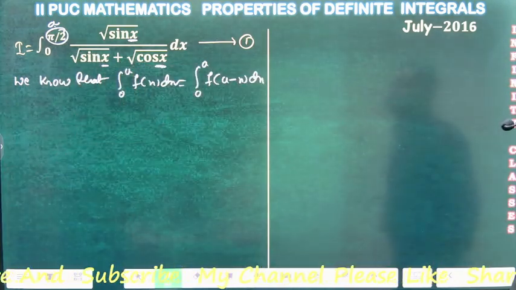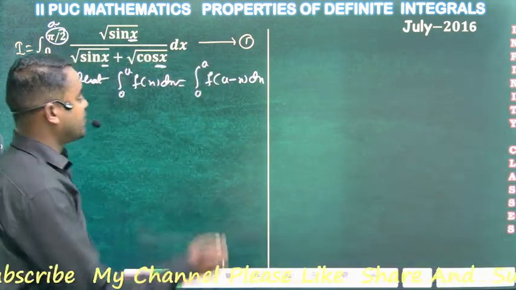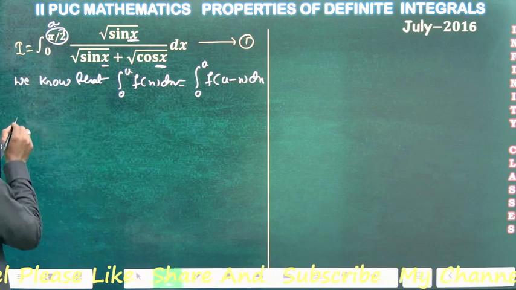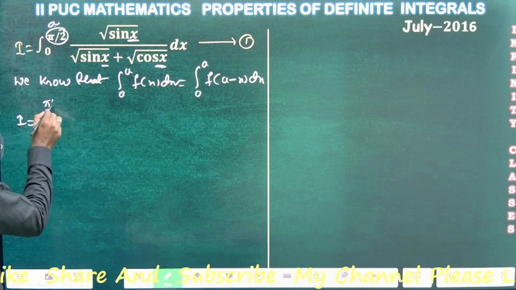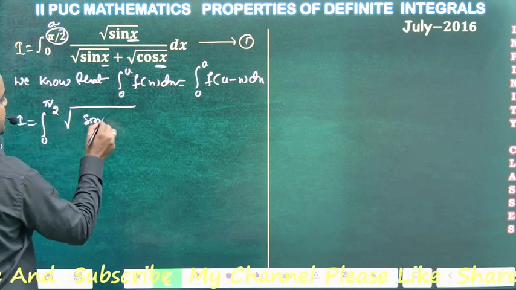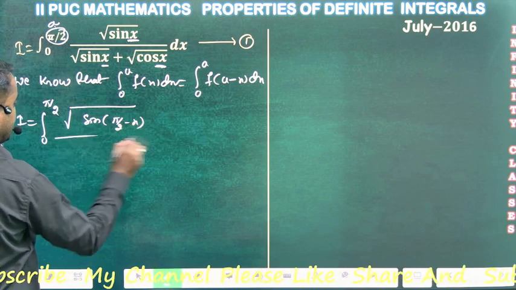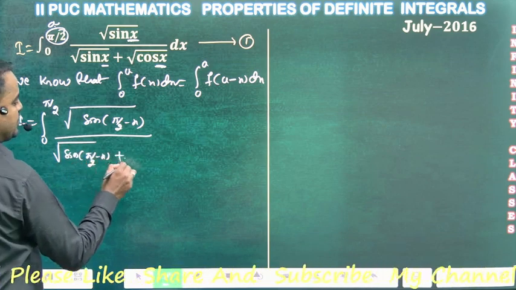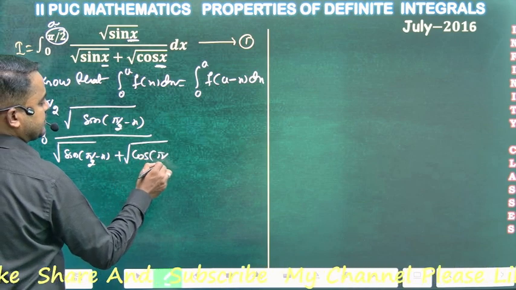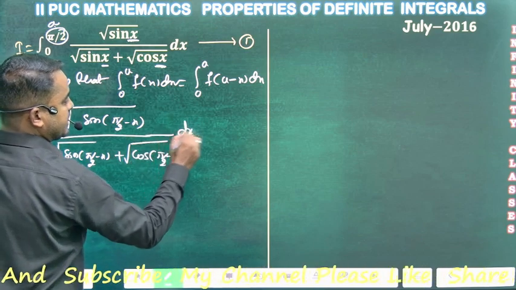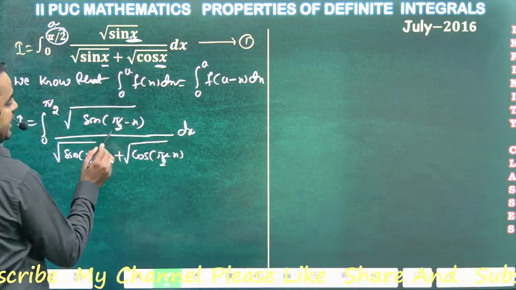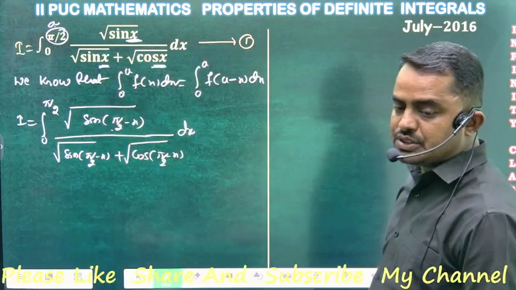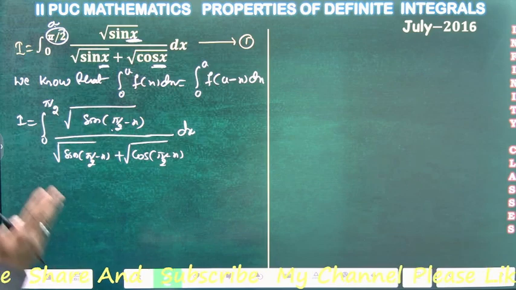Yes, we know that 0 to a f of x dx is equal to what? 0 to a f of a minus x dx. Now applying this one, x changed to what here? a means 5 by 2, that is I is equal to integration of 0 to 5 by 2 root of sin 90 minus x, then sin 90 minus x plus root of cos 90 minus x. Yes, a minus x, so x changed to 90 minus x, after applying the property. All three change, that is 90 minus x, 90 minus x.